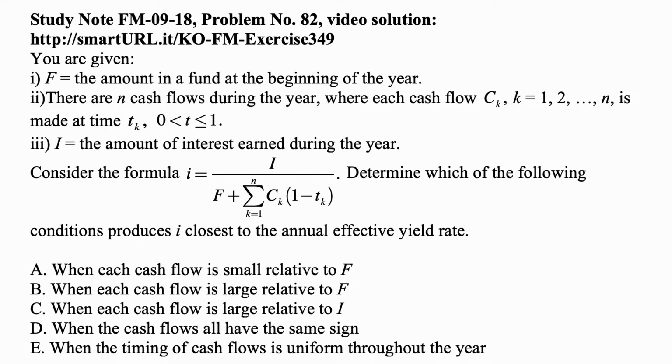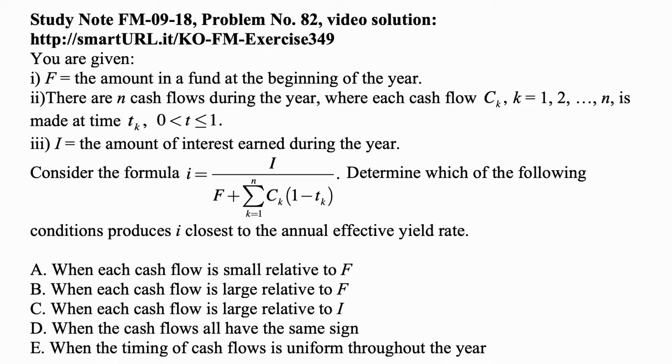Note that this formula for i is the standard formula used for the dollar-weighted rate of return in the account, because it has the amount of interest divided by the sum of each of the amounts put in or taken out, and each of them is multiplied by the period of time that it has been in the account, if it's negative, taken out of the account. So C sub k, if C sub k is negative, then this makes the element of that summation negative.